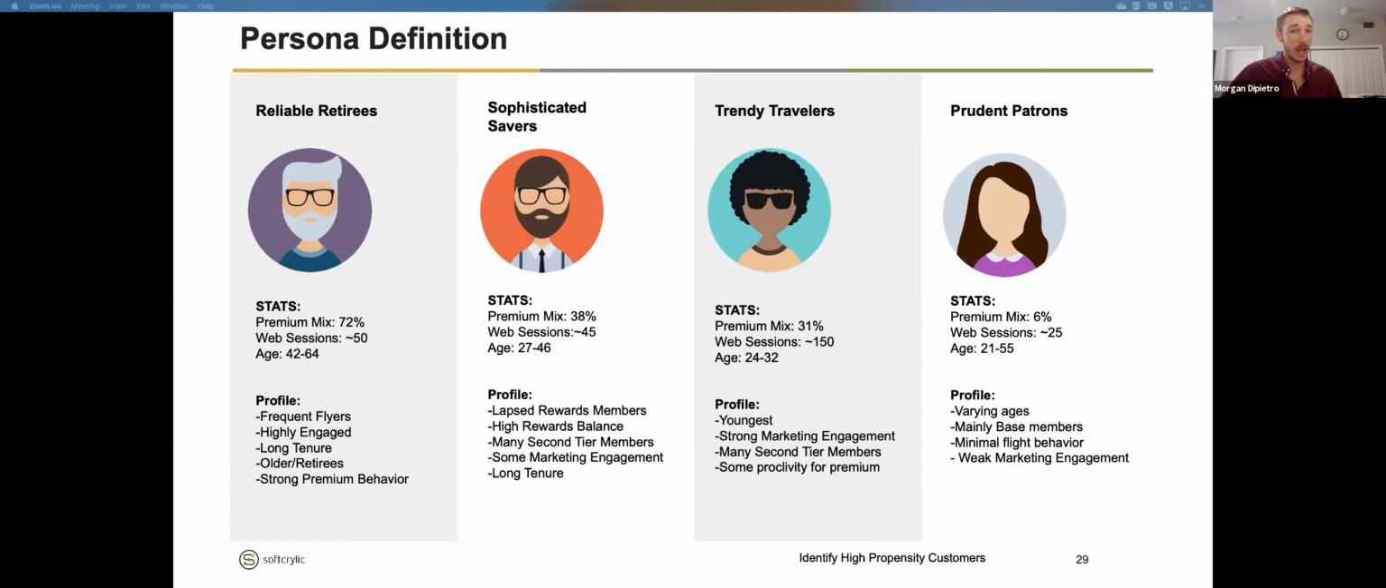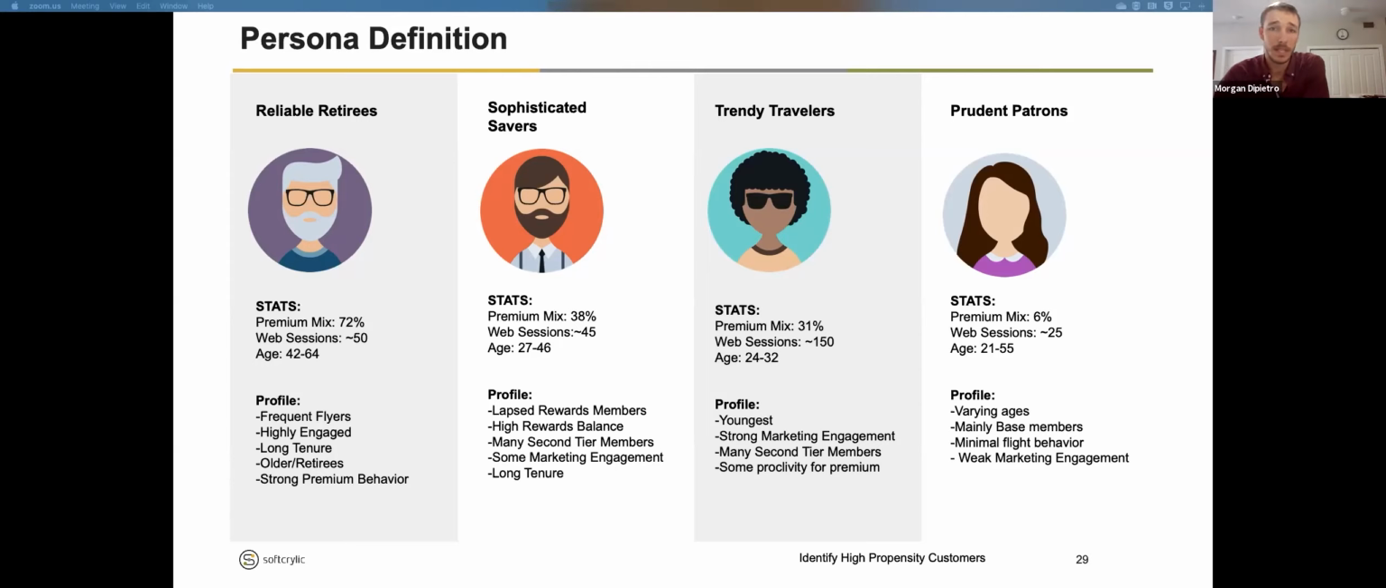Also, the reliable retirees, their premium mix is already very, very high here. So we may not be able to get that any higher. They're really our highest group. The marginal benefit of them seeing these ads and buying a little bit more premium doesn't seem so high to us. And they're already very frequent flyers and loyal customers. So we probably don't want to go with them.